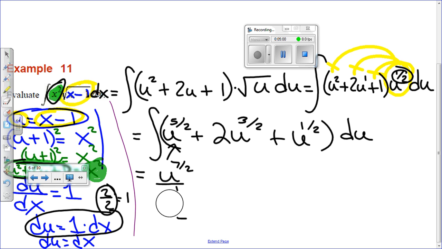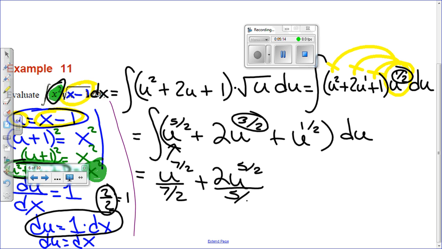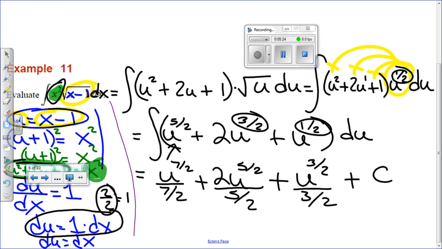You might see it written this way, divided by 7/2. The next one is going to be 2u. We have 3/2 plus 2/2, so that will be 5/2, divided by 5/2. The next one will be u, and we have 1/2 plus 2/2, so that will be 3/2, divided by 3/2, and we also need plus c.